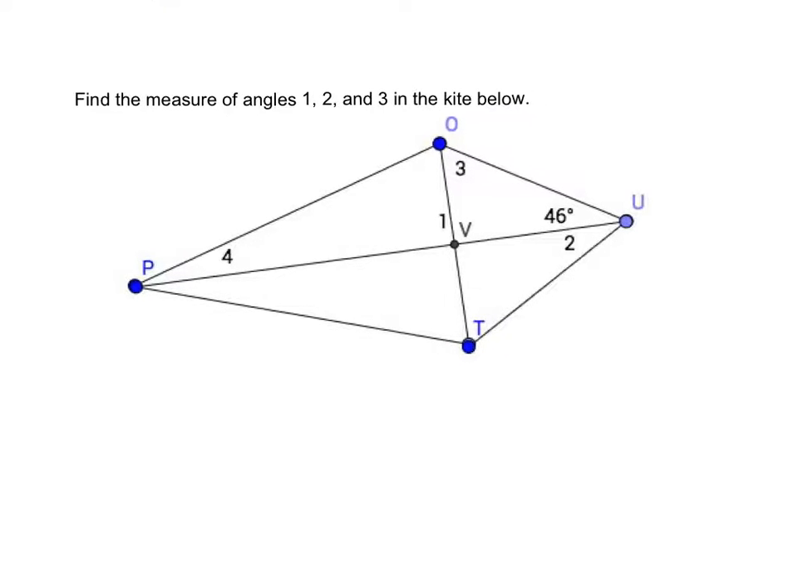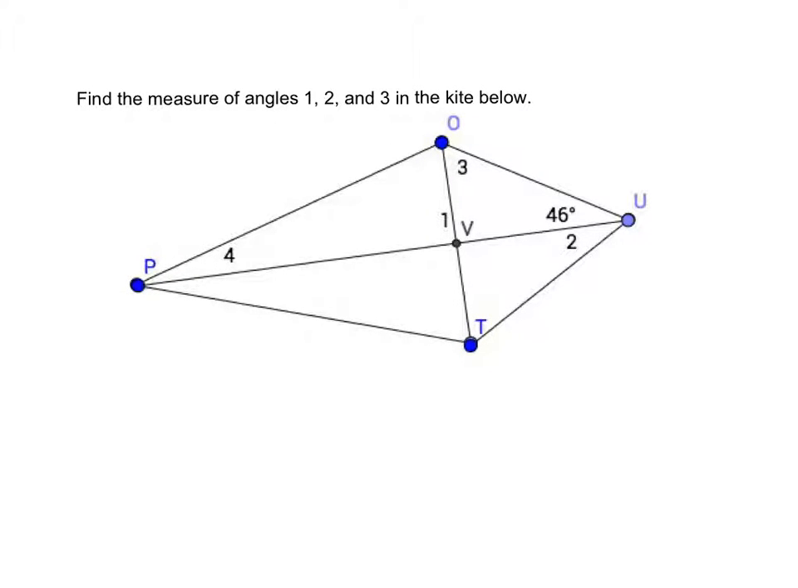In our last example, we want to find the measures of angles 1, 2, and 3 in our kite. So we're going to start with angle 1. Angle 1 is where the diagonals intersect, and in a kite, all diagonals are perpendicular, which means that the measures of all 4 angles there are 90 degrees. So the measure of angle 1 is 90 degrees. Okay. Angle 2 is at our vertex U, and we know that when diagonals intersect our adjacent sides that are congruent, it bisects them, which means these 2 angles are congruent, which means the measure of angle 2 is 46 degrees.